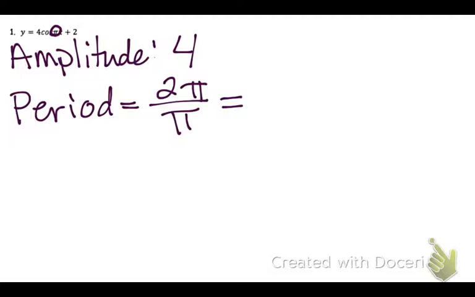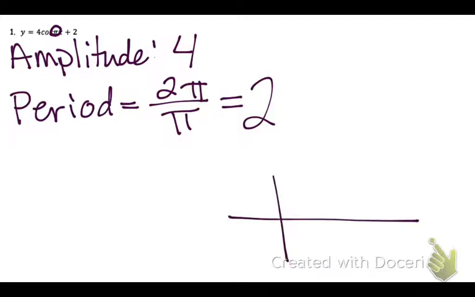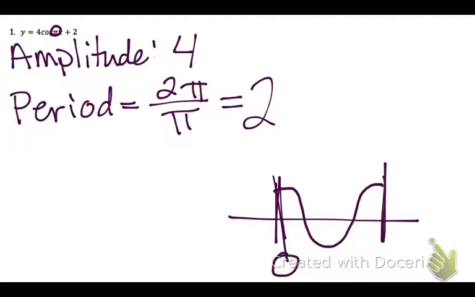So my period is 2 units, which means if I were to graph this function, since it's cosine, it's going to start up, go down. My hill to hill is going to be from 0 to 2 units.